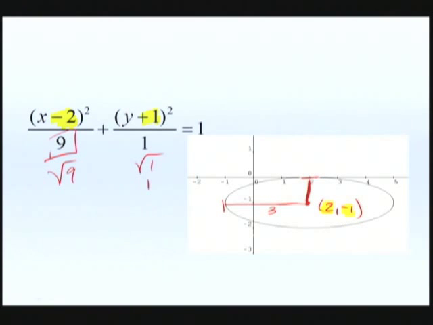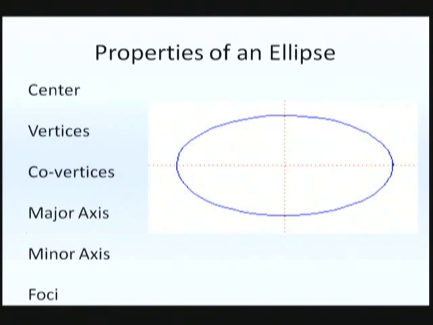So that tells us a lot about these graphs. Let's keep going and see what we can find. Okay. Here's some of the properties of an ellipse that you should know. So for example, let's start with where you would start graphing one, here at the center.